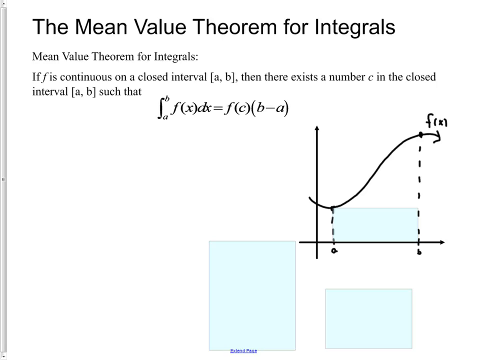So there's another practical consequence of our first fundamental theorem of calculus. And it goes like this. It's called the mean value theorem for integrals. It says if f of x is a continuous function on a closed interval from a to b, then there exists a number c in the closed interval from a to b such that the definite integral from a to b of f of x dx will be equal to f of c times b minus a.